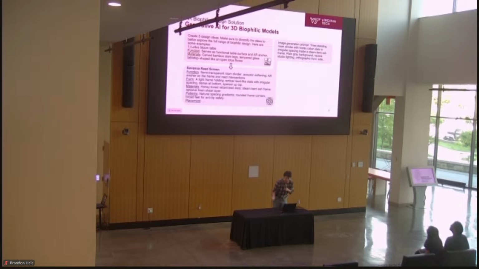And then we ask it to create some ideas for new biophilic designs. So the first idea provided by the AI is a Savannah reed screen, and again, we ask the AI to define all the different aspects and answer why it is biophilic, and then summarize this into an image generation prompt. This prompt is provided to the AI again to create a 2D example, and then to create more 3D examples in following steps.